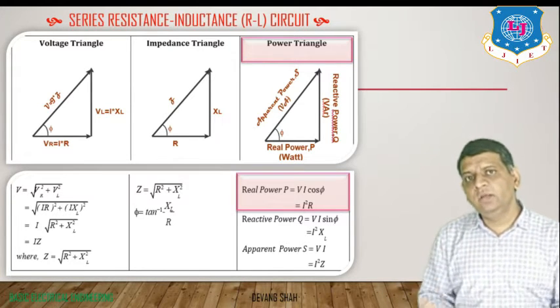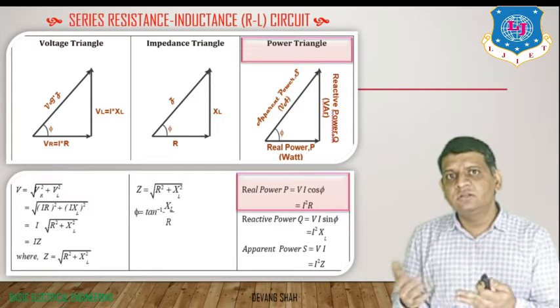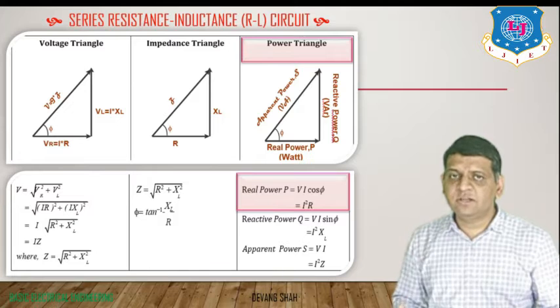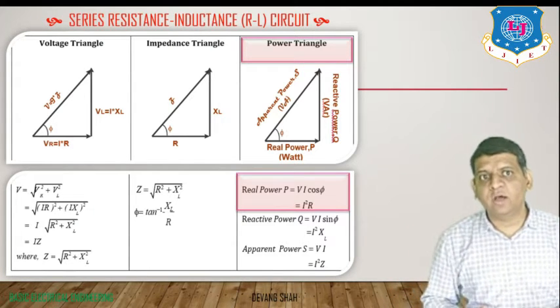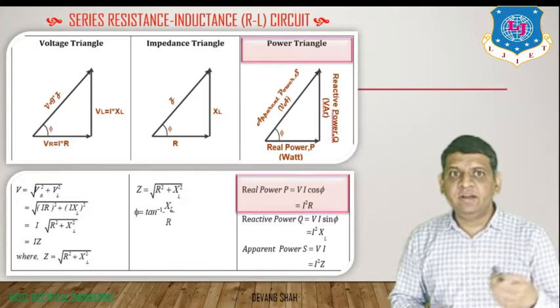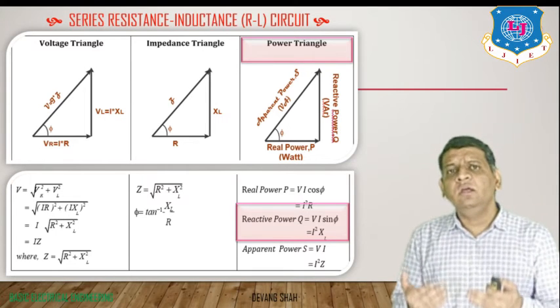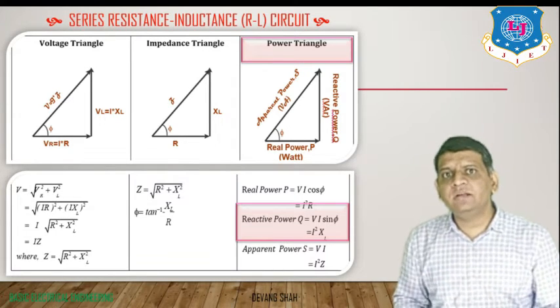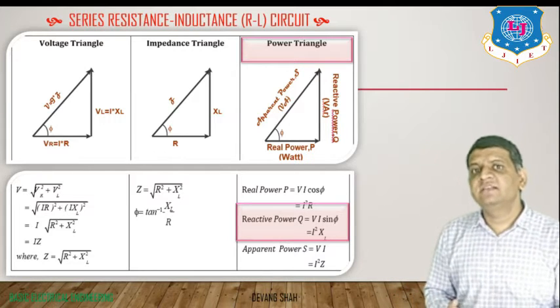Now this power is only because of the resistance, right? So this power consumption is made by the resistance. That's why it is called real or active power. So I define P is equal to VI cos phi, and the equation is I square into R. Same way, if I define my reactive power, which is done by the reactive part, then the reactive part is the inductor, right? So I can define my reactive power Q is equal to VI sin phi.